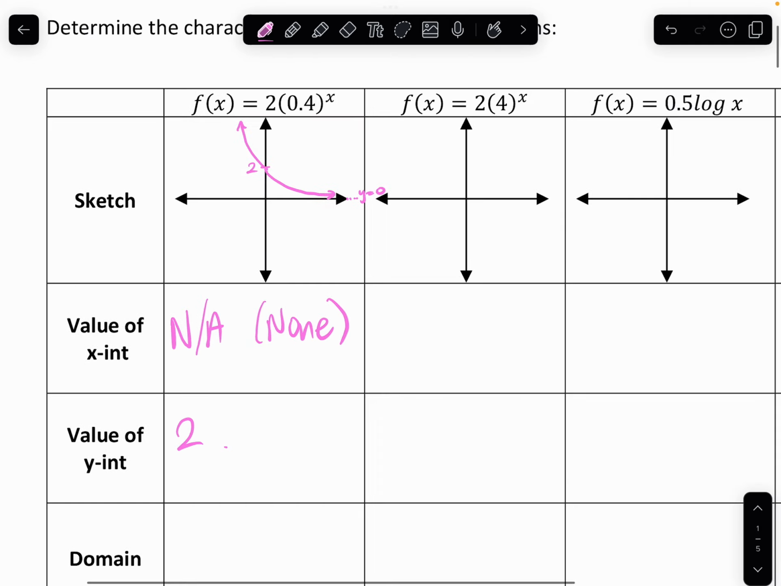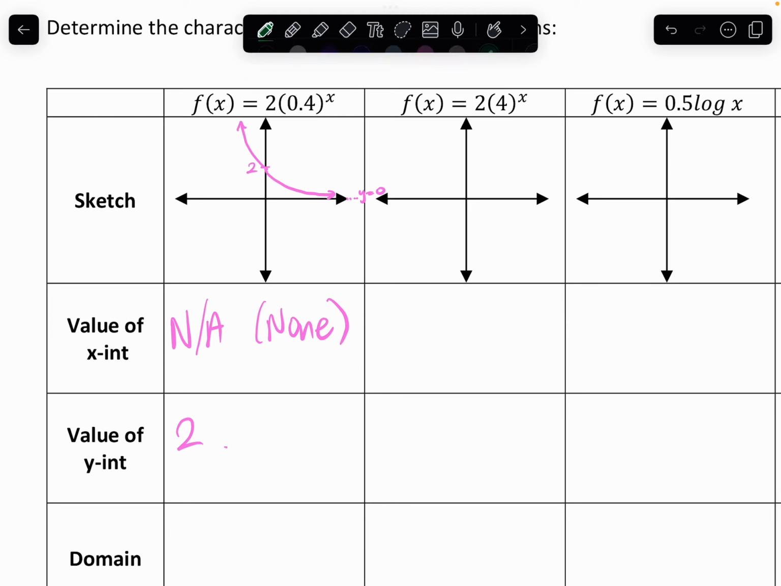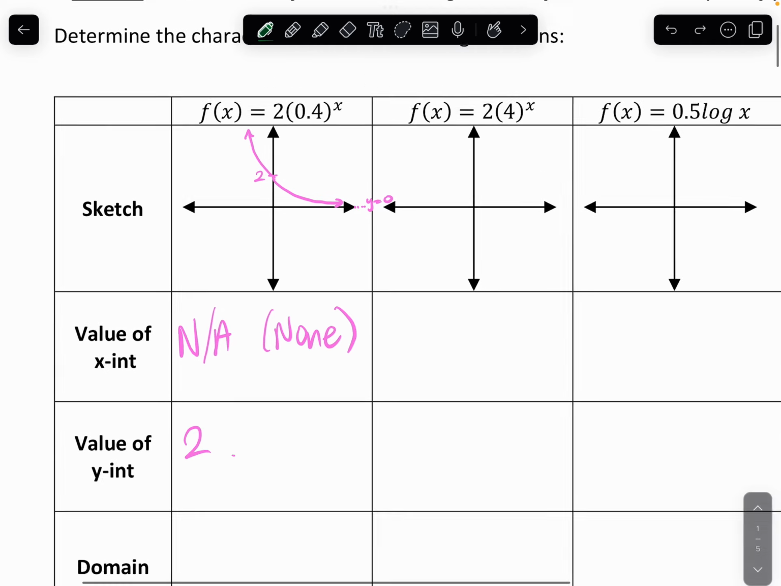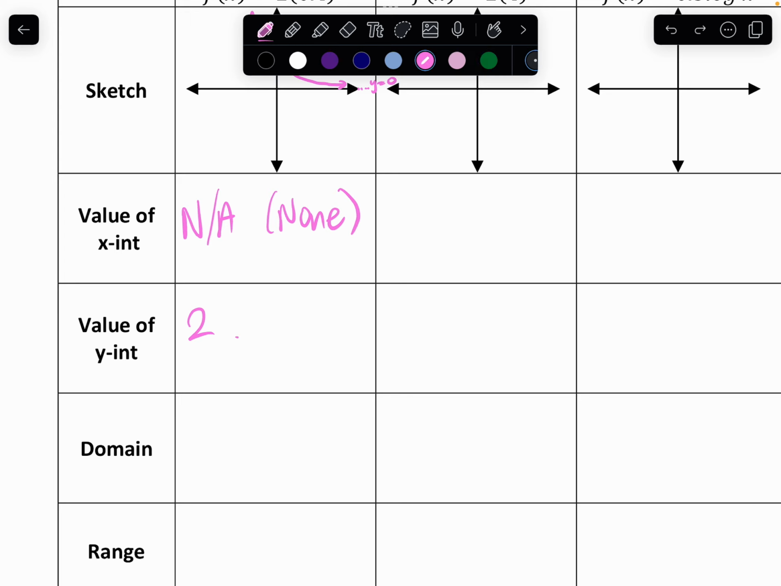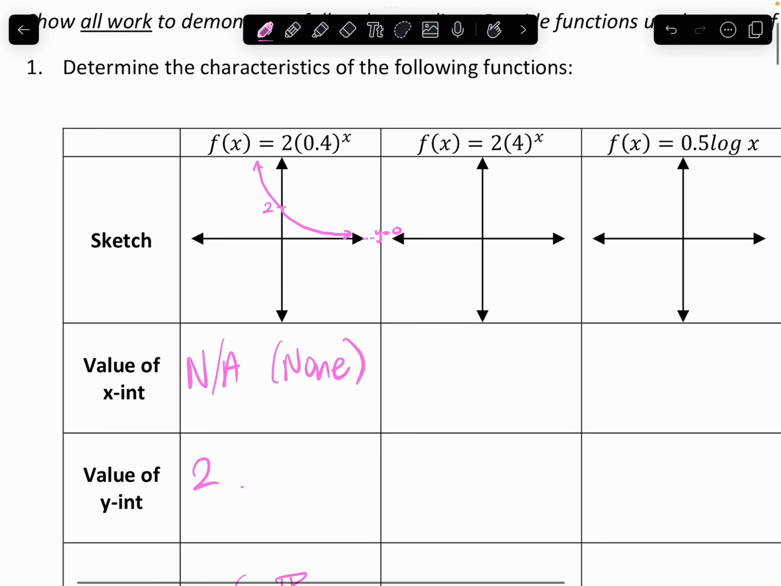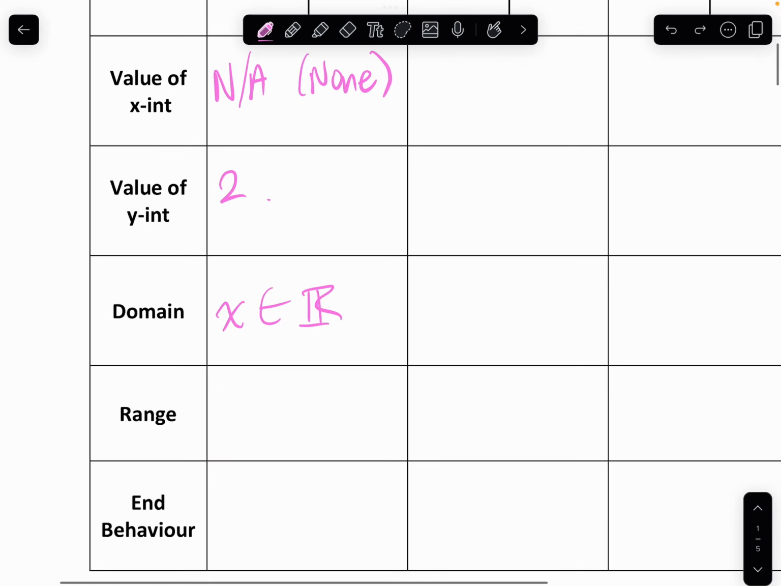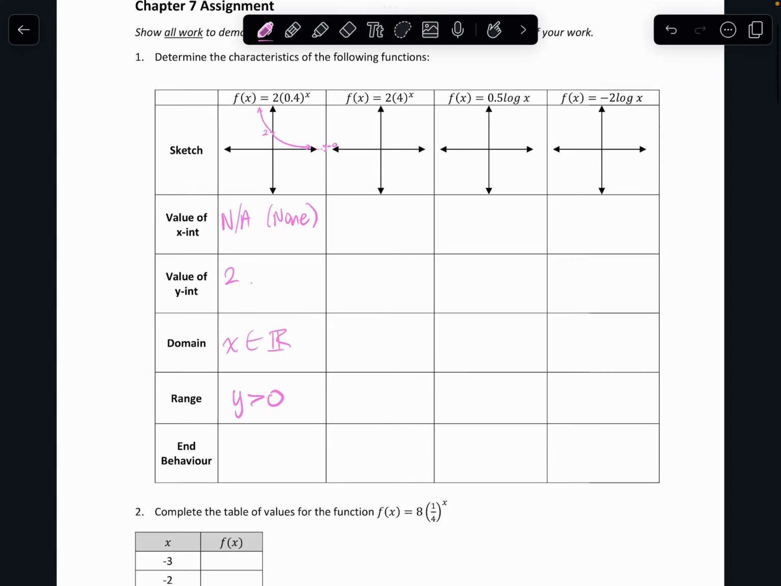Domain. The domain is just how far sideways it can go. It doesn't matter what we plug in for x, it's allowed to go all the way that way and all the way that way. To keep going this way, you have to go really high up that way, but you can still do it if you go to negative infinity. So this is x is an element of all real x. The range: this can keep going up to infinity, but this can't ever reach or go below 0. So y is greater than 0.